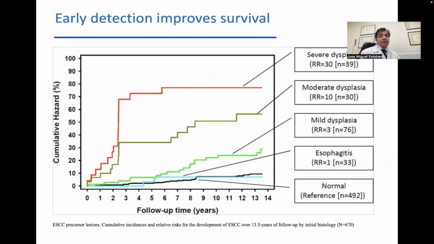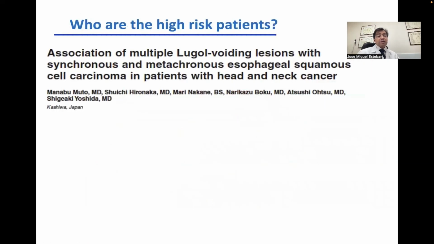As you can see, the only tool that we have for early detection is the appearance of symptoms, the appearance of dysphagia. And if it is dysphagia, the cancer is advanced. So we don't really have tools to detect this cancer early, and we need to know who are the patients that will develop this kind of cancer.